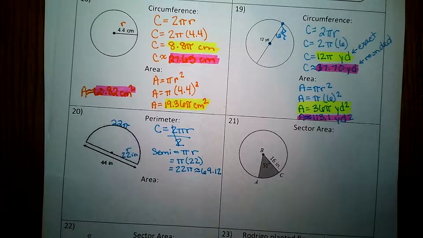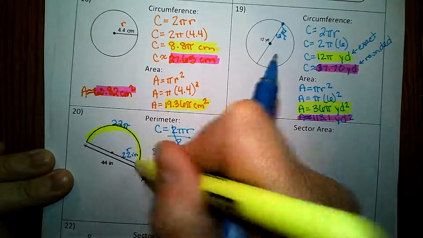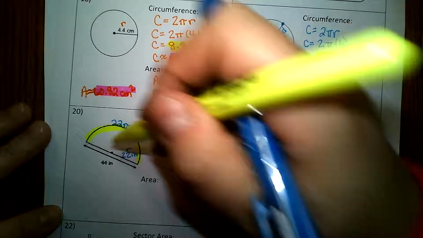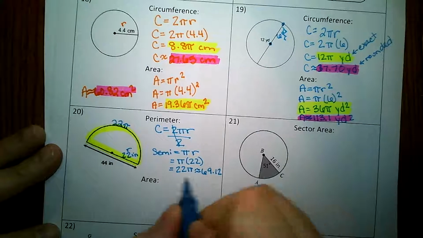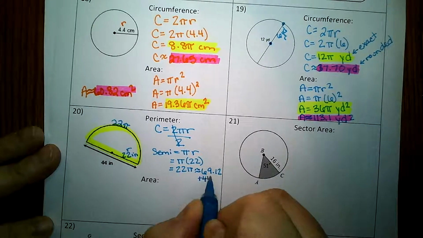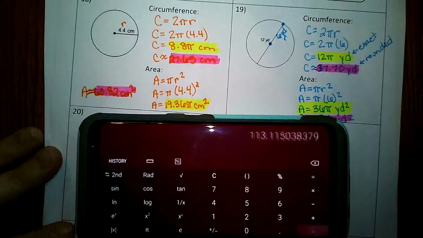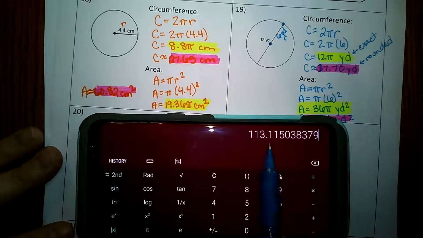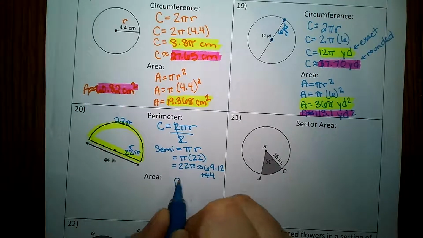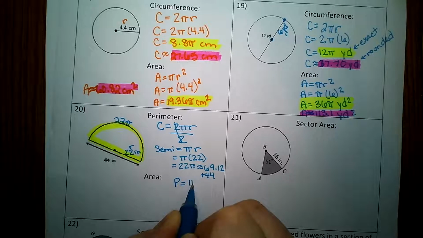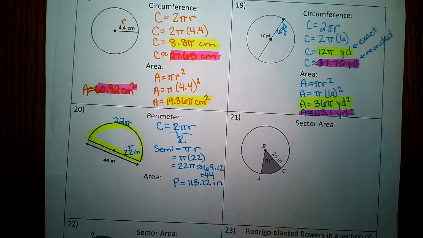That represents this curve along the edge out here, 69.12. To finish up the perimeter, I want to add in this extra middle piece here of 44. So 69.12 plus 44 is 113.12. So the full perimeter would be half of the circle plus that 44-inch distance.